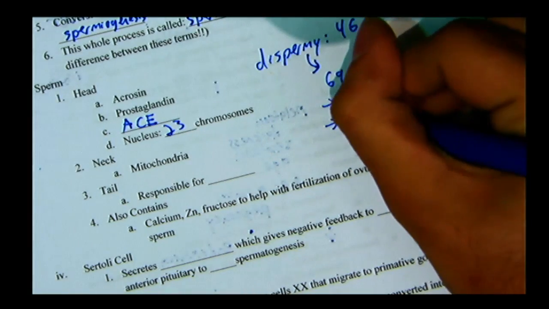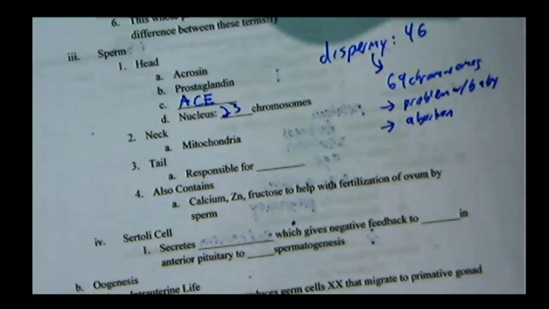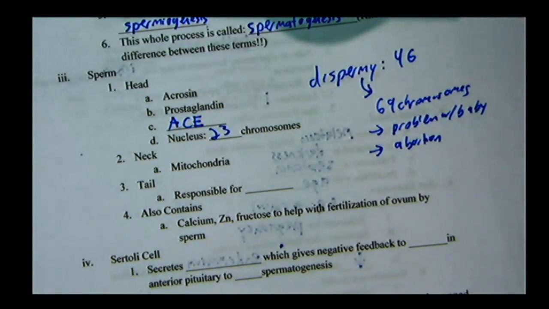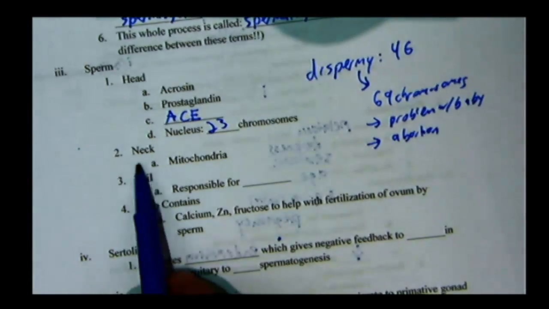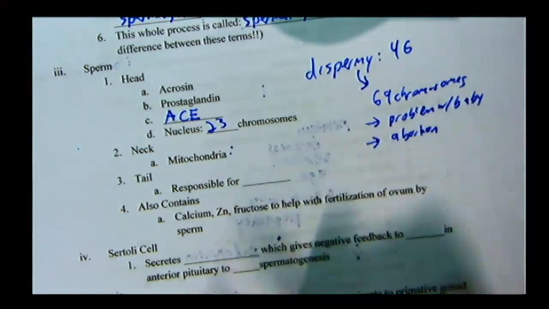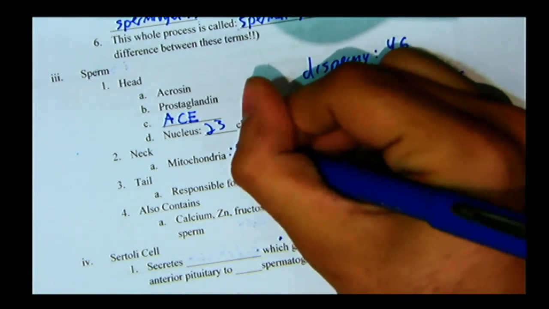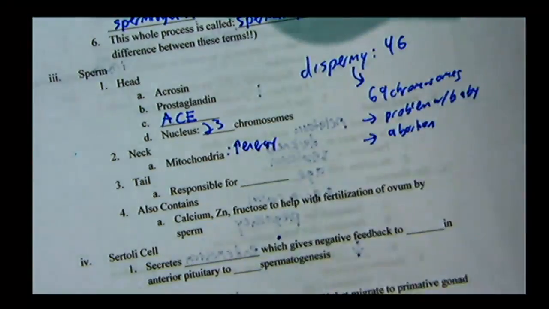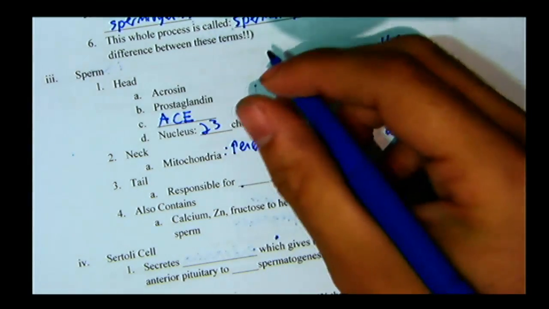So neck, mitochondria. What does the mitochondria do for the sperm? Increases energy, right? So it can keep going. What is the tail responsible for? Motility. Thank you. So it also contains calcium, zinc, and fructose to help with fertilization of the ovum by the sperm.